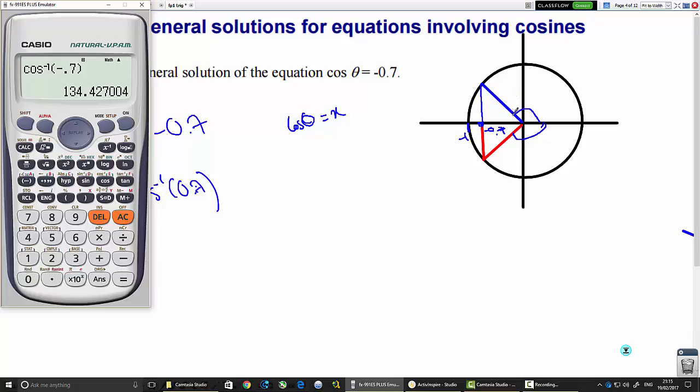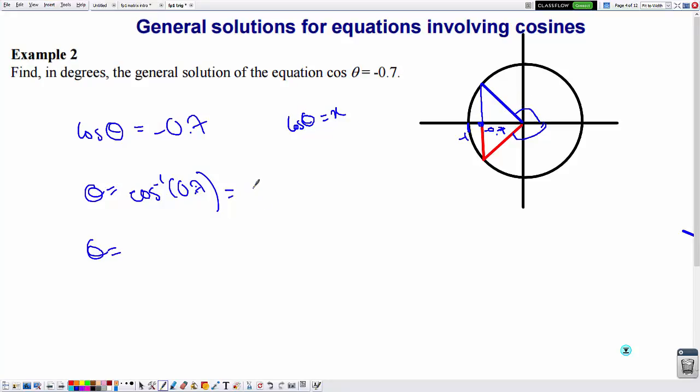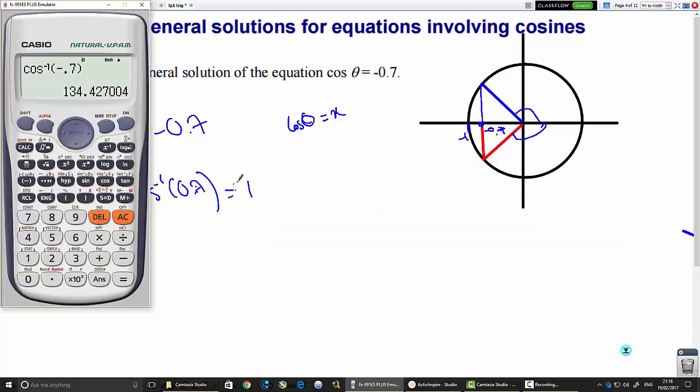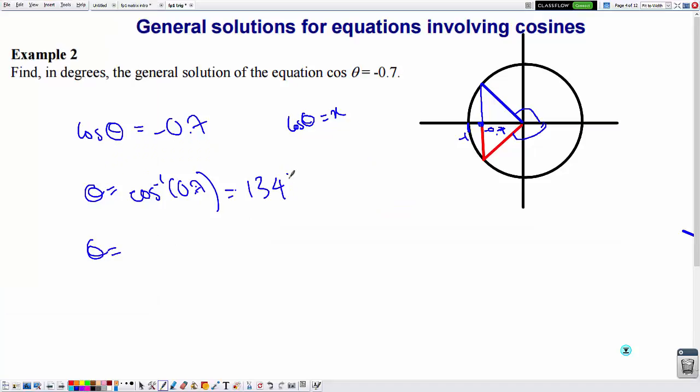That gives me an angle 134, and that makes sense. If you think about angle 134, that does work. So theta is equal to 134. There's three significant figures. Let's just check it's 134 and not 130. It's 134. So 134 degrees.